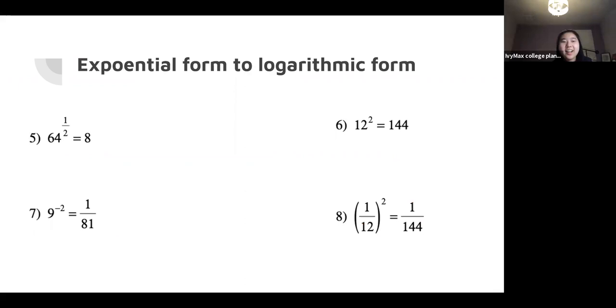Okay, so for now we're gonna do exponential form to log form. So let's show an example here. You go to 64 first, log base 64, and then you go to 8 equal to 1/2. If you check your answer again, that should be this one, right? So yeah, pretty not that hard.